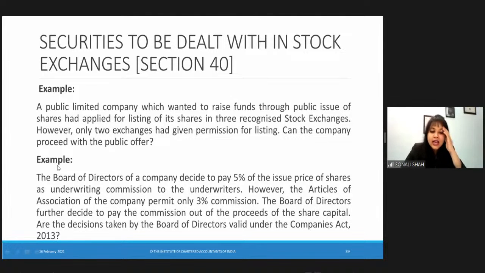Yeah, so the correct answer would be that only 3% would be allowed. They will not be allowed to pay 5% because the law says the amount could be 5% or the amount prescribed in AOA, whichever is lower, right?